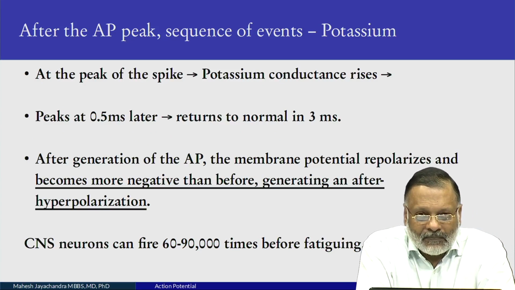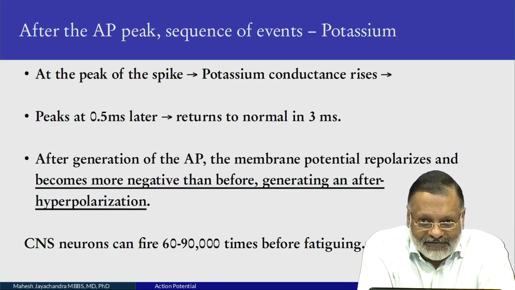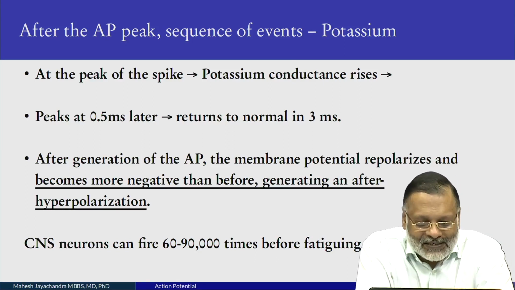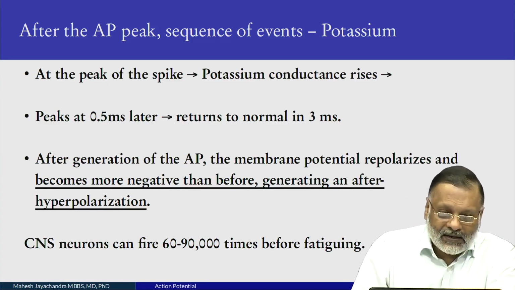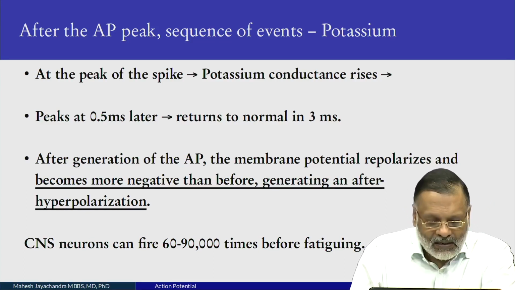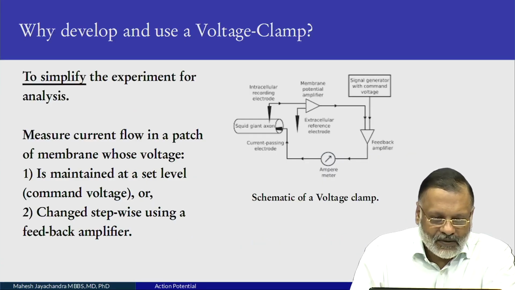Now please bear in mind that a neuron can fire 60,000 to 90,000 times before it fatigues. So it is very, very efficient compared to all electronic devices, and there is a lot of redundancy built in. There's a huge safety margin. It fires because it loses energy, and the energy has to be made up with the ATP, phosphate transfer. But 60 to 90,000 times, it's good to go.